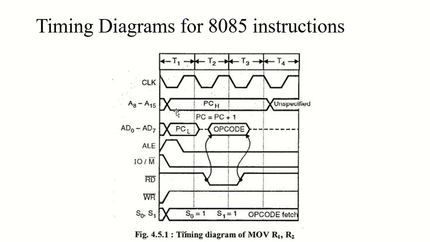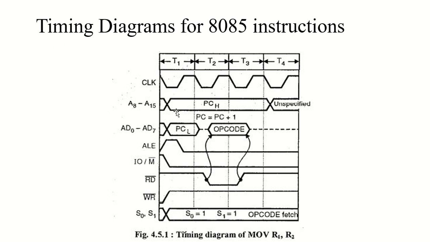And what about the lower order address? It will be pointed to by register L in the program counter, and it will be stored in AD0 to AD7, and it will take place only during the T1 state. Again, ALE will be activated during the first T state only, as we have seen in the opcode fetch cycle previously. The same thing will happen with IO/M. It will go from 1 to 0.